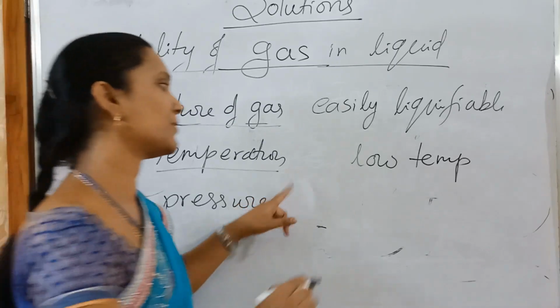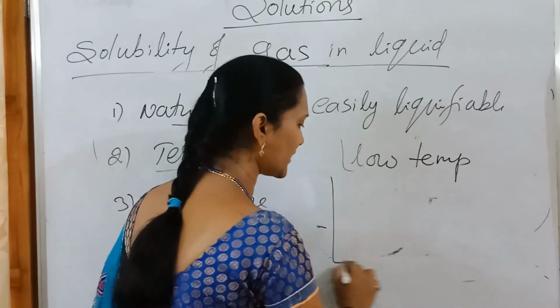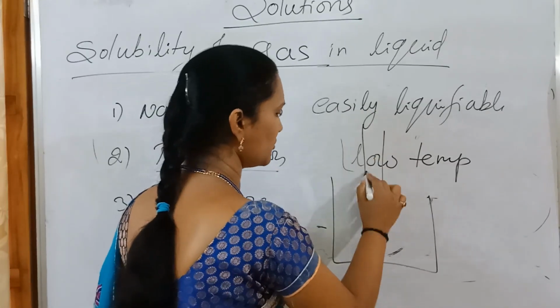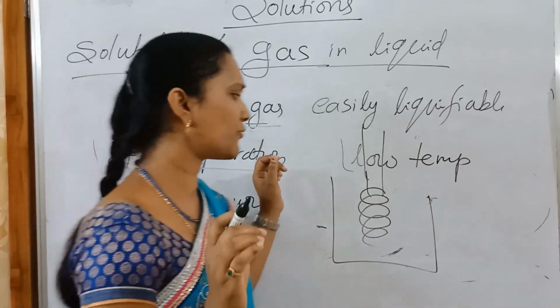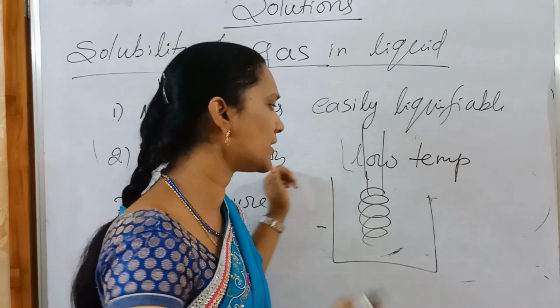Okay. Best example for this, take one bucket of water. Okay. In this use one heater. Dip one water heater. Okay. Just 5-10 minutes, not a long time, 5-10 minutes heat that.